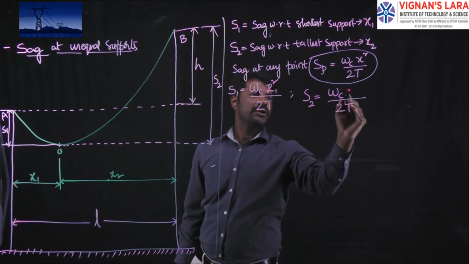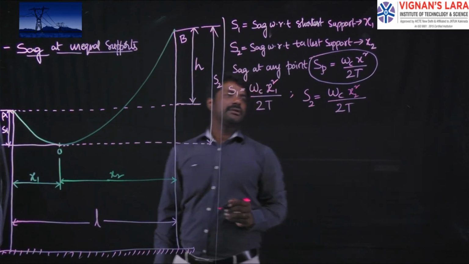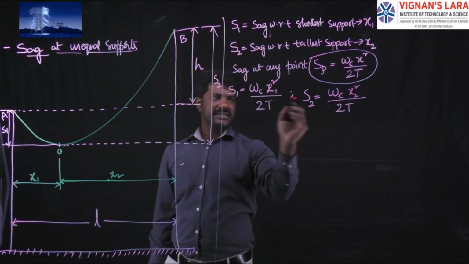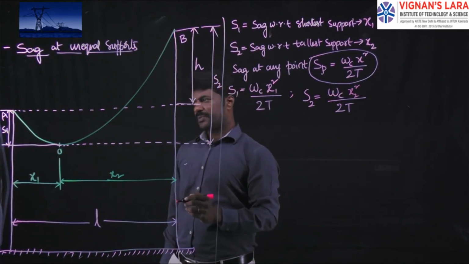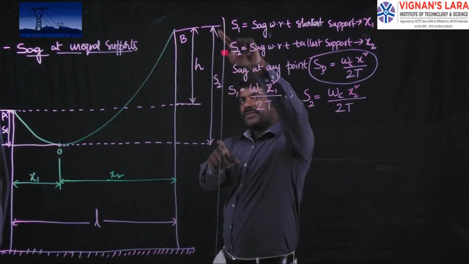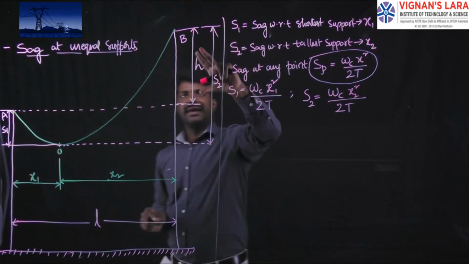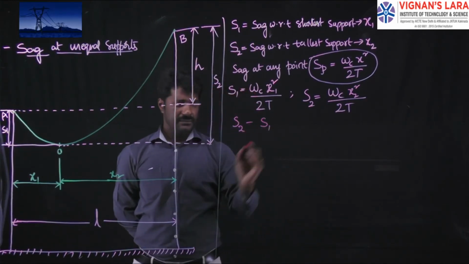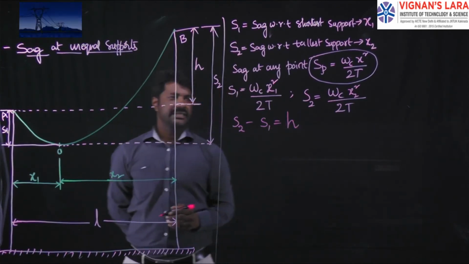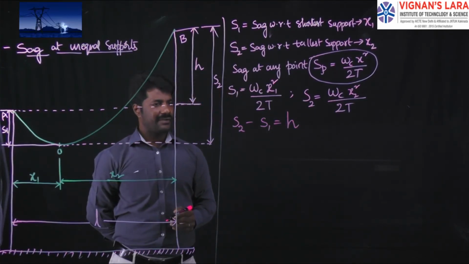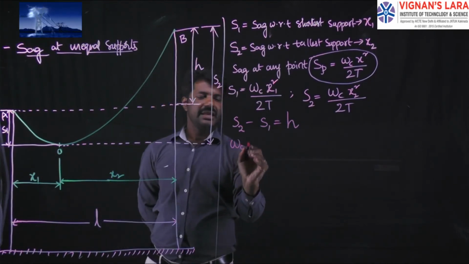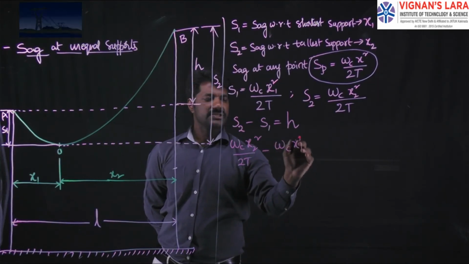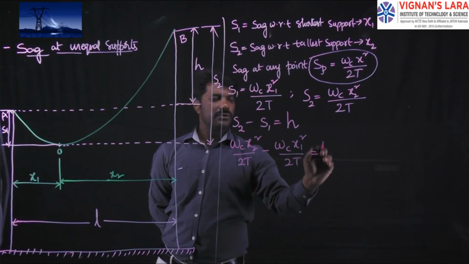Therefore, S2 is equal to WC x2 square by 2t. Hence, S1 and S2 are known values. Also, we know that as per our geometric principles, the difference of S2 and S1 is nothing but the height h. Thereby, I will take the difference between S2 and S1, which is equal to height h, the height difference in the support levels. Thereby, WC x2 square by 2t minus WC x1 square by 2t is equal to h.